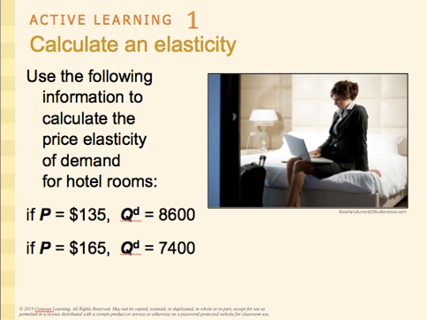So let's work on a problem here. Calculate elasticity. Use the following information to calculate price elasticity of demand for hotel rooms. If the price is 135 for a hotel room, quantity demanded is 8,600 hotel rooms. And if the price is 165, quantity demanded is 7,400. So the price went up, quantity demanded went down. We know that from the supply and demand chapter. That makes perfect sense. So essentially we're seeing a price change here from 135 to 165.